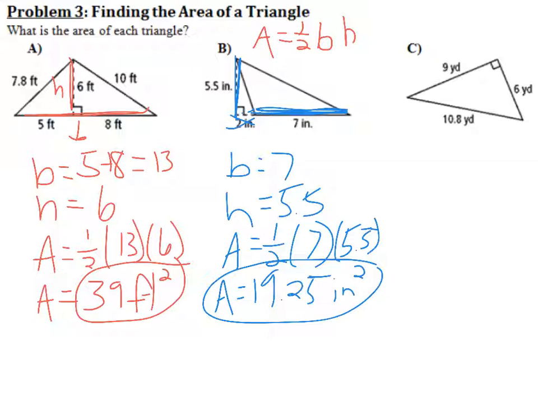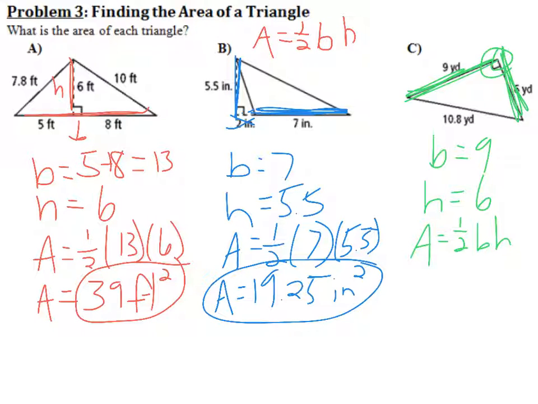My final example, with a right triangle. And you notice we've got a right triangle here. This is kind of different than the other ones. The right triangle, I'm still going to use the 1/2 base times height, but my base and my height are the two legs that are connected by the 90-degree angle. So my base could be 9, my height could be 6. I would still use the 1/2 base times height formula, and my area would be 27 square yards.